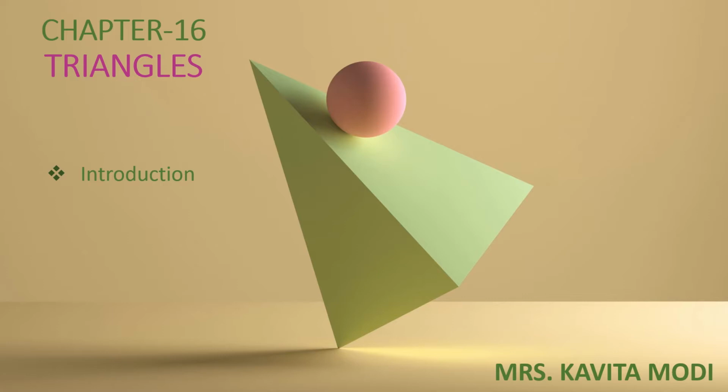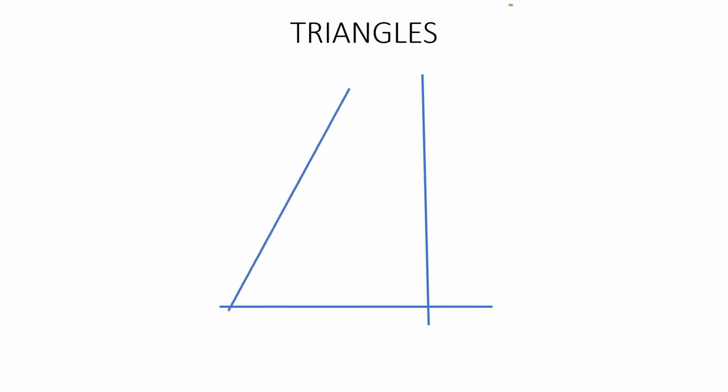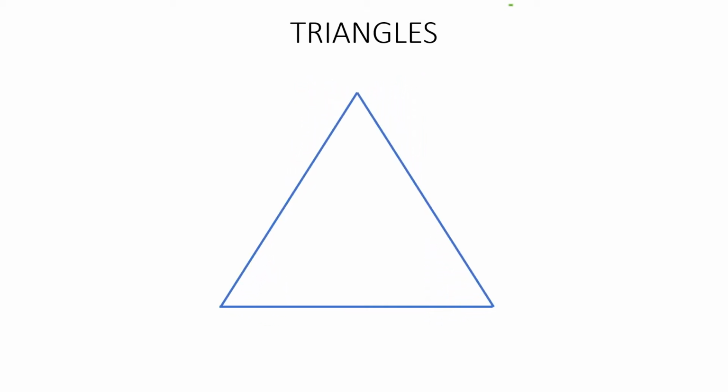Today we are going to start a new chapter, chapter 16, Triangles. Students, think about three line segments like this and try to form a closed figure using these line segments. How can we do? Let's try. First we adjust this line segment like this and place these two line segments like this. That's it. So what you observe? We have a closed figure which we have formed using these three line segments. And what is this? Yes, this is a triangle.